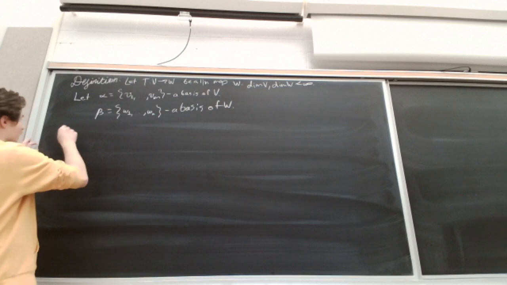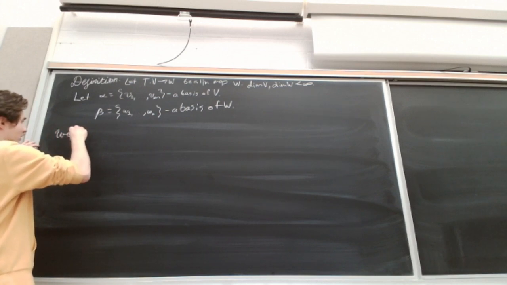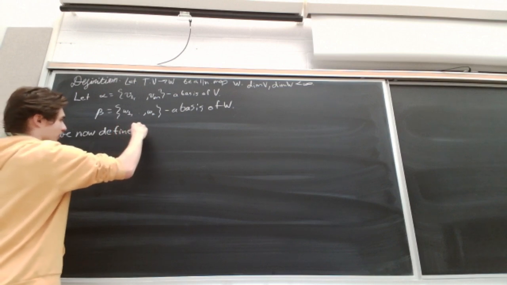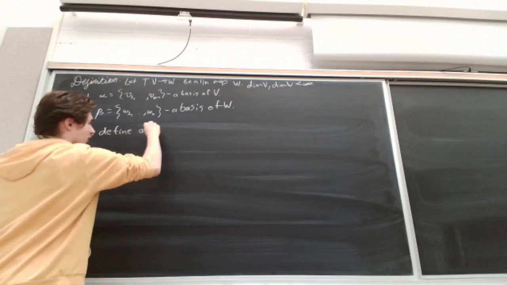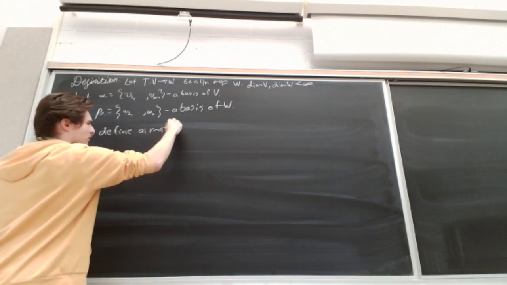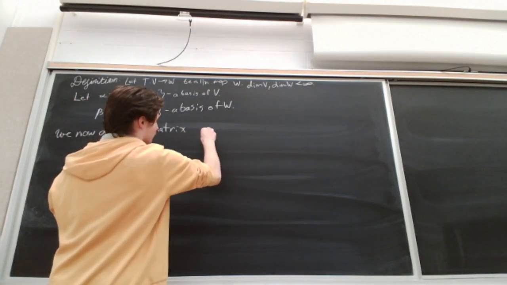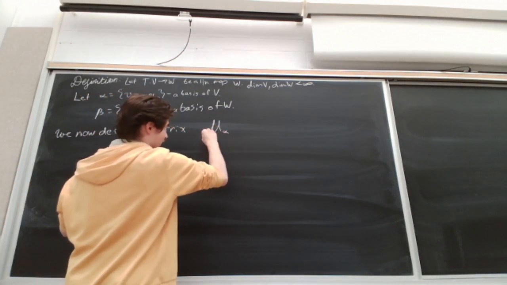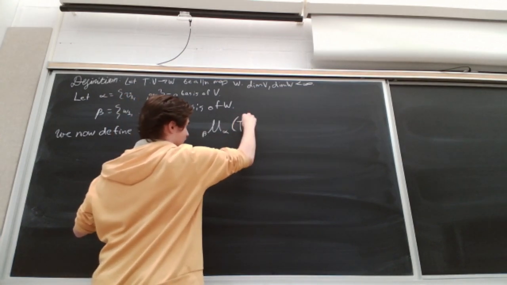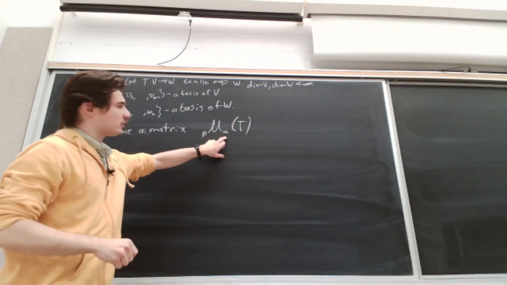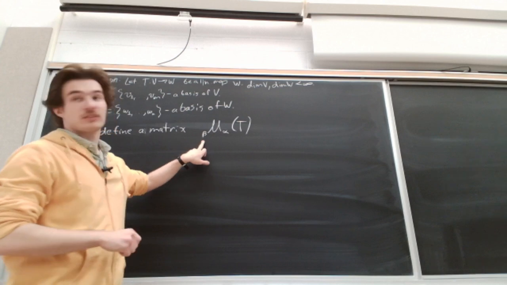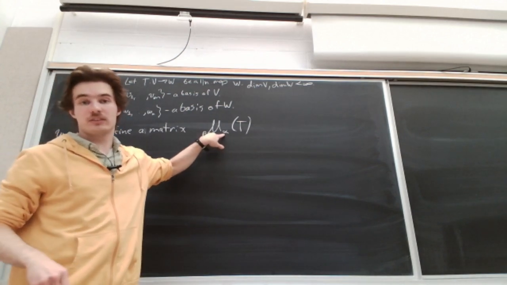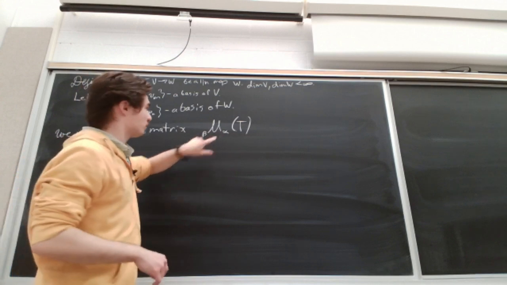Now I will define a matrix. I will use the following notation: M alpha beta of T. Alpha means the input basis is alpha, the output basis is beta. Okay? This is what this notation means. And we'll see in a second why this notation is so good and why we should all be using it.